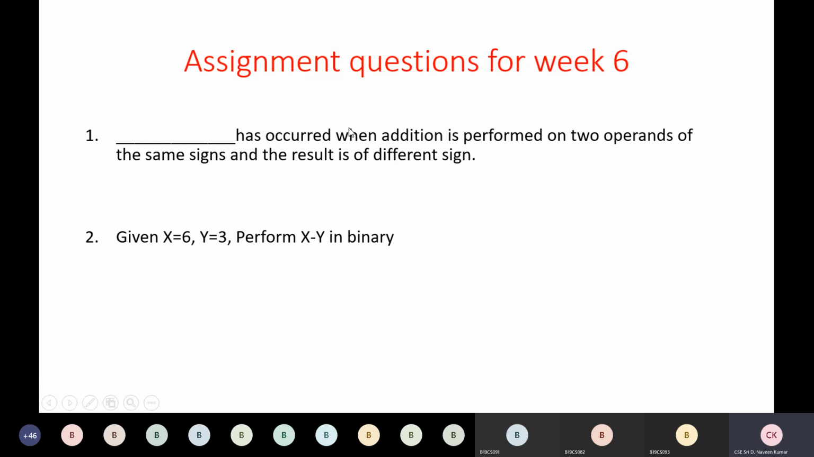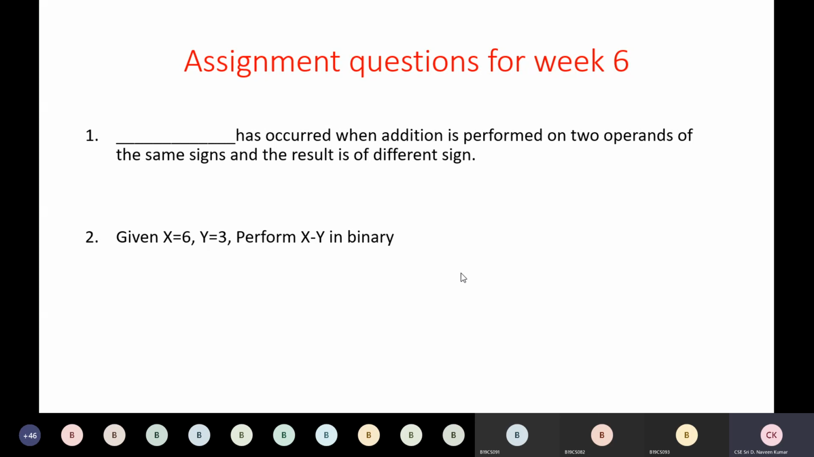Okay, these are the question assignments for week 6. Two questions. Dash occurs when addition is performed on two operands of the same sign and the result is a different sign. Then what do we say? We already discussed this one today in class. Given x is equal to 6, y is equal to 3, perform x minus y in binary format. This one also we had discussed. So note these two questions for the week 6 assignment.